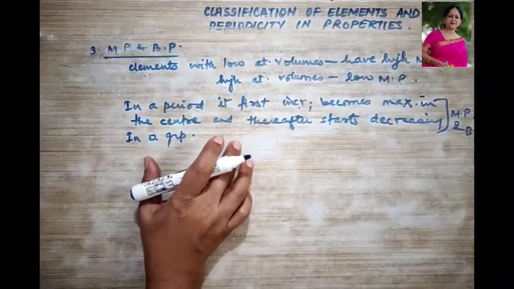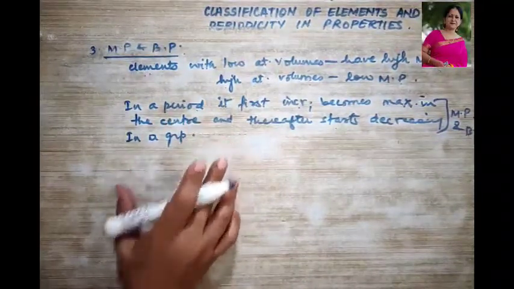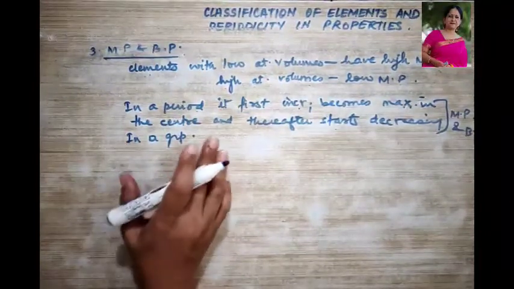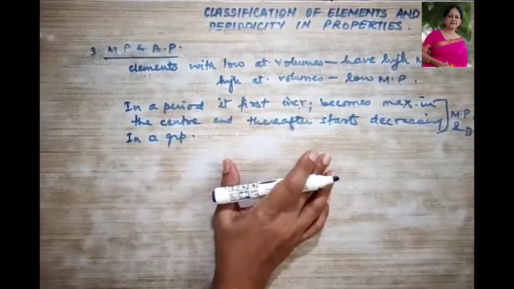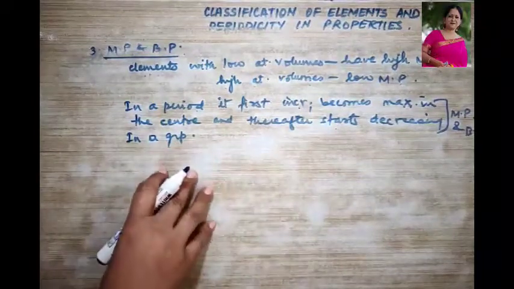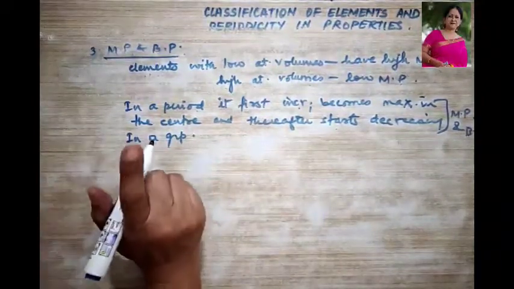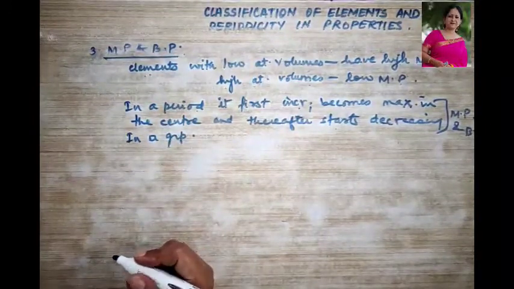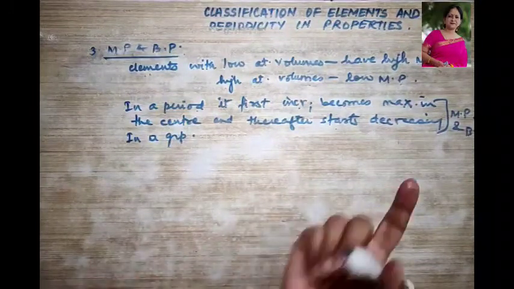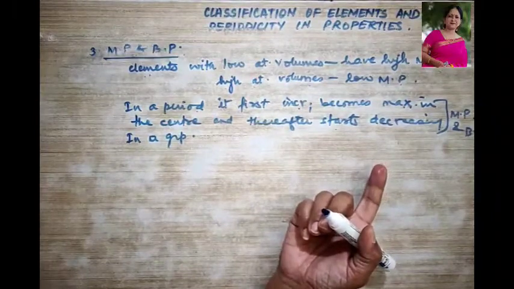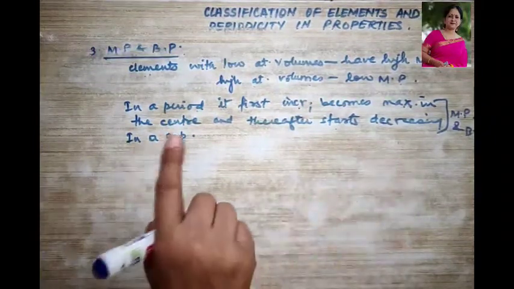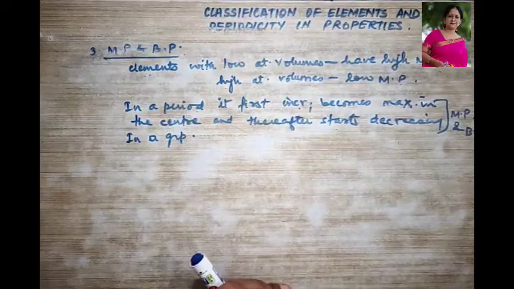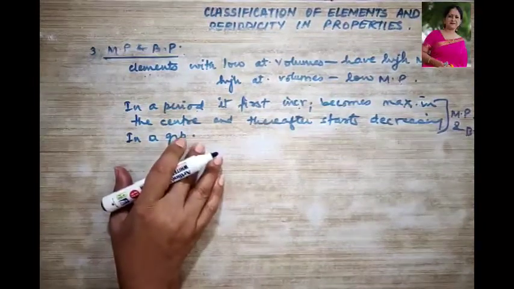The melting and boiling point do show regular gradation. How? The pattern of the variation is different in different groups. Remember, for example, in alkali group, that is 1A, the melting and boiling point decreases as we go from top to bottom. But what happens in halogens? There is just the opposite. There is increase in moving from top to bottom, right? So there is a variation over here.